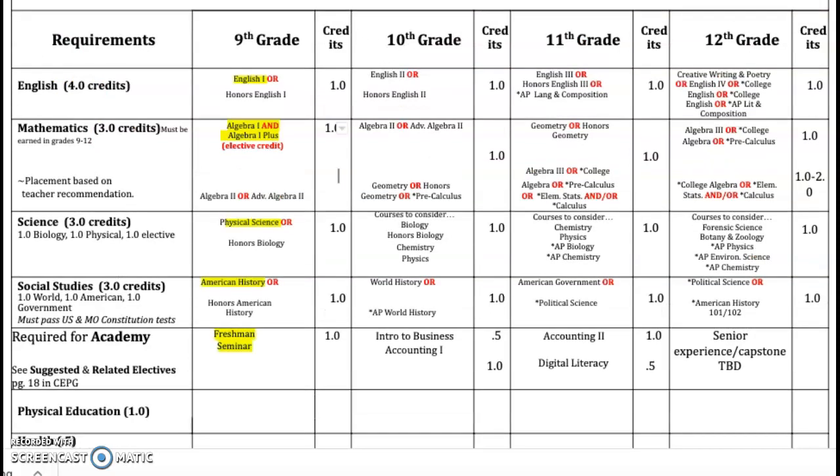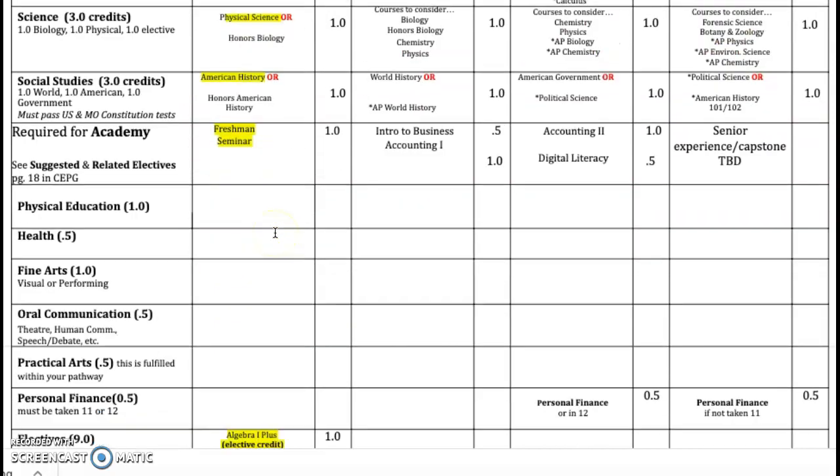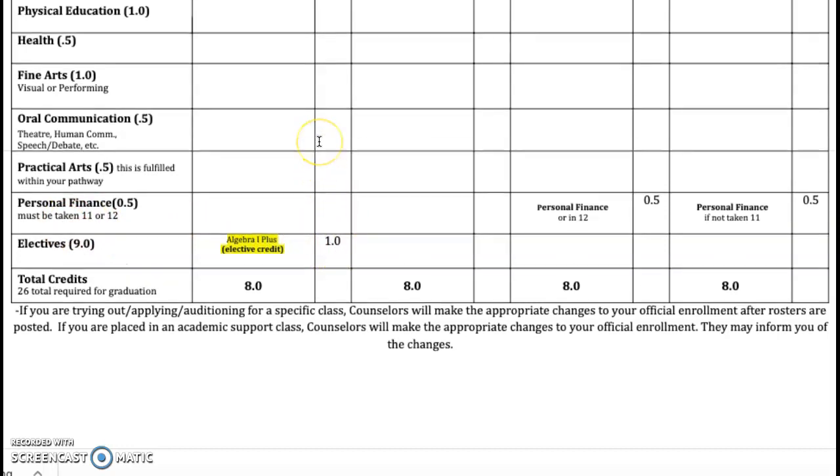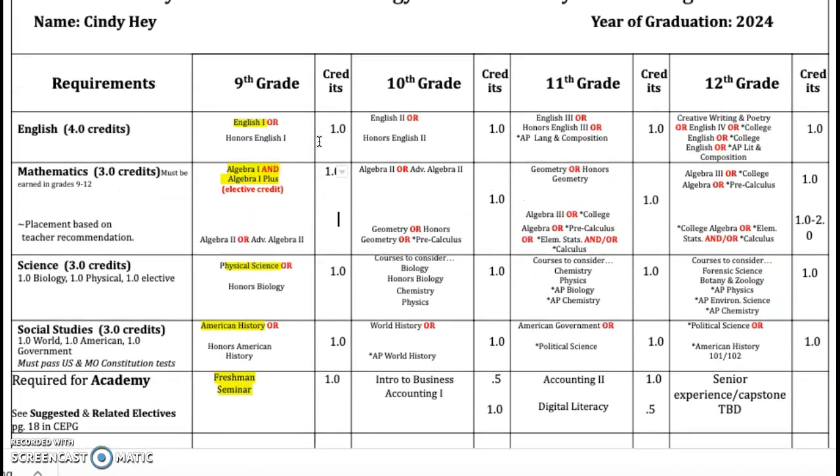You've highlighted the core classes you've had. Here's what I did. I highlighted English 1. I took Algebra 1 and Algebra 1 Plus. Now you'll notice I'm only getting 1 credit for the Algebra 1 because that's my math credit. The Algebra 1 Plus actually comes down here under my electives. So there that's listed. So that's the 1 credit I get for that. I've also done the Science, American History, and my freshman seminar.